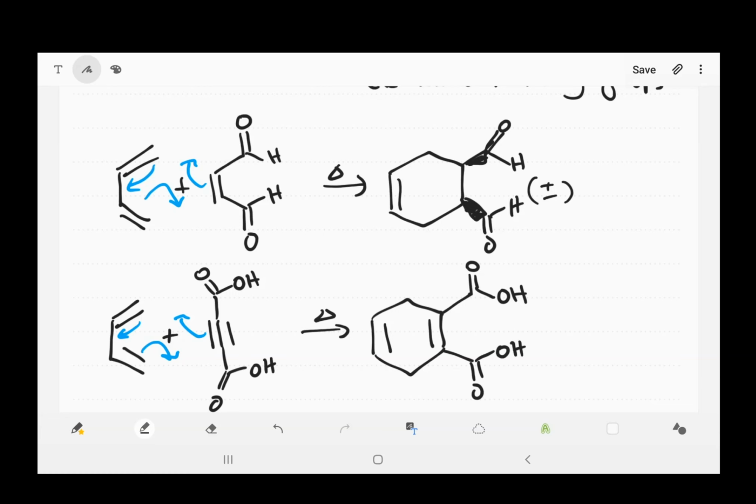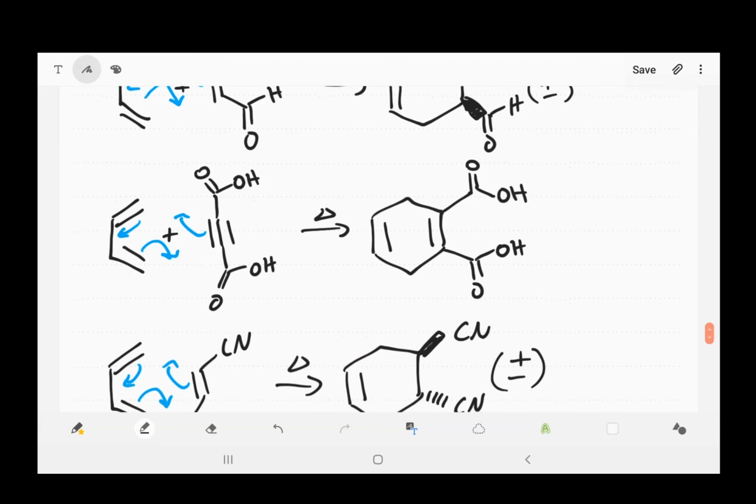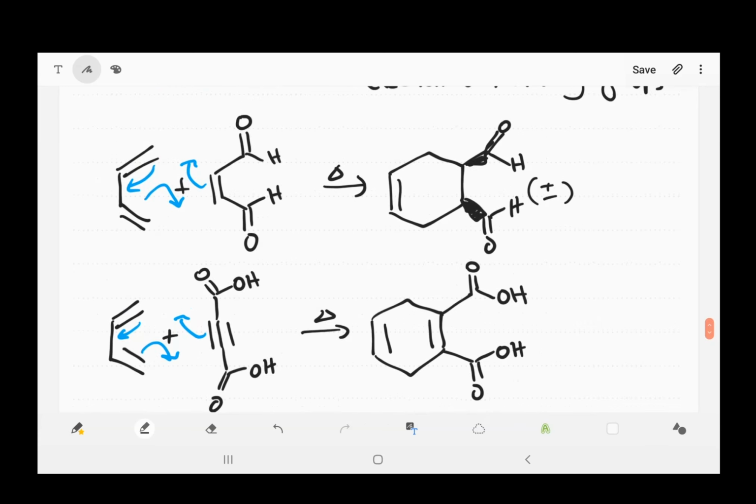So, same things happen. If you have an alkyne as your dienophile, you're going to end up with a double bond, and so there's not really a cis-trans relationship because there's still no chirality here. So, cool. Any questions on these three? They're pretty nice, happy reactions, right?